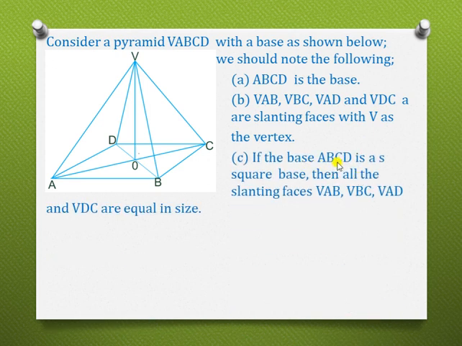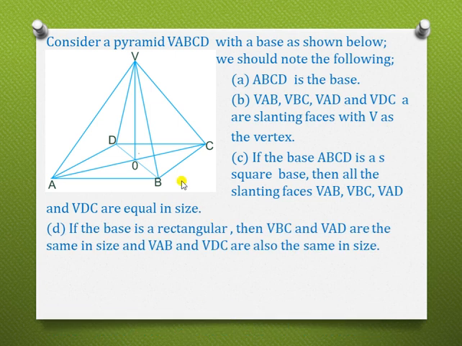Now, if the base ABCD is a square base, then all the slanting faces VAB, VBC, VAD, and VDC are equal in size. This face here will be equal to the other one behind and equal to the one in front. But if the base is rectangular, then the opposite faces will be the only ones equal in size. For example, VBC will be equal to VAD, and VAB will be equal to VDC. That is what you have to note clearly.